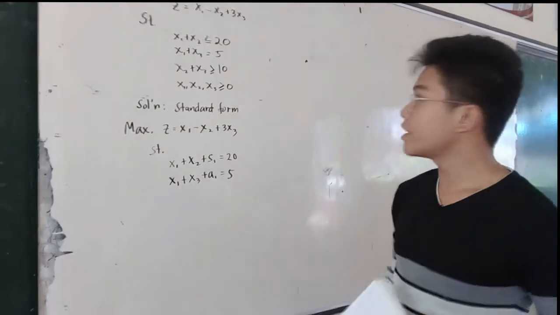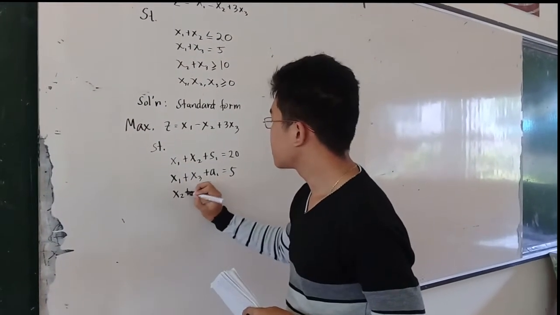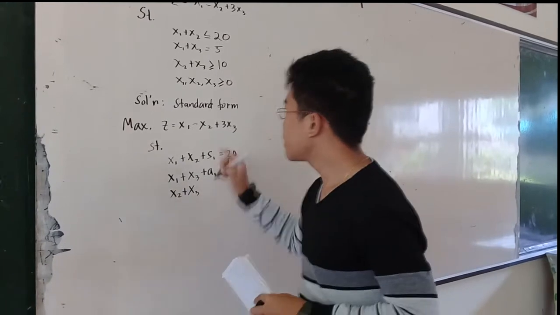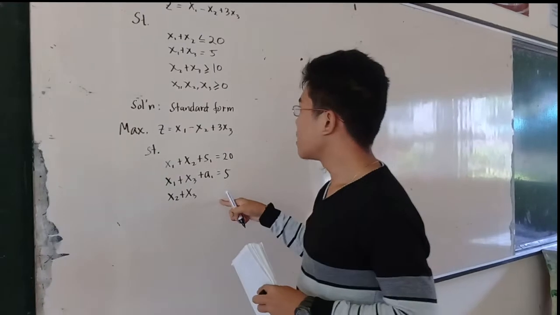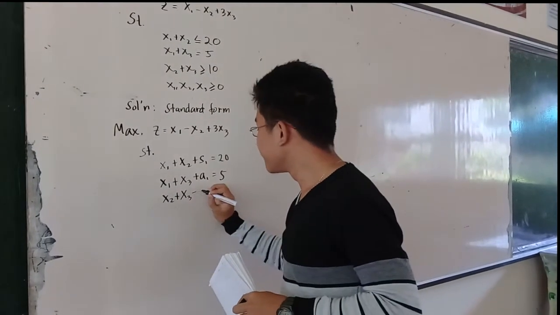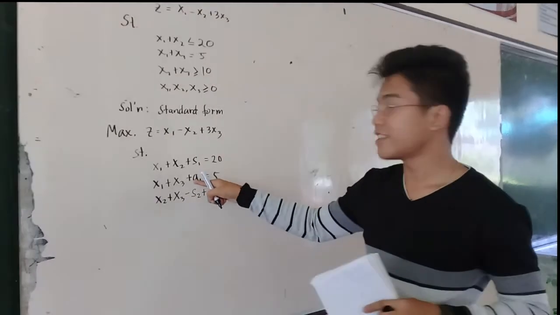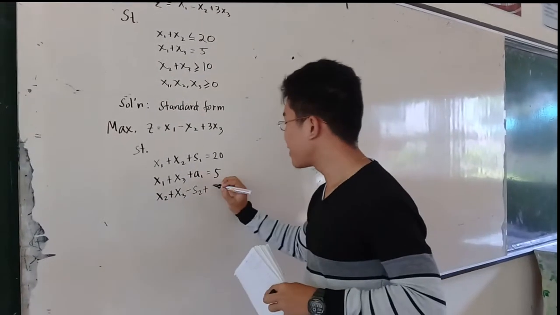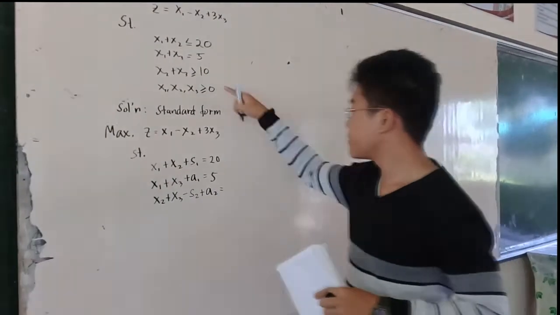For the third constraint, you can see that it is greater than or equal to. That's why we must subtract a surplus variable and we must add an artificial variable to make it equal to 10.